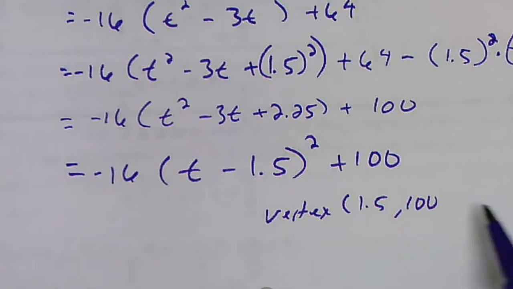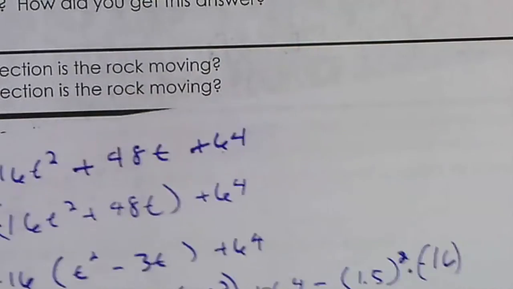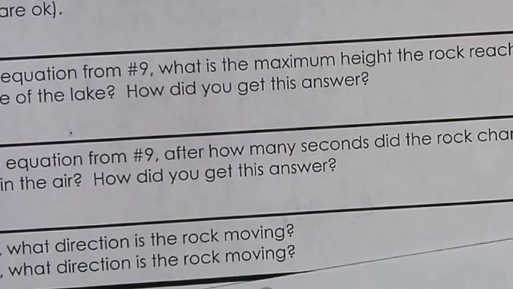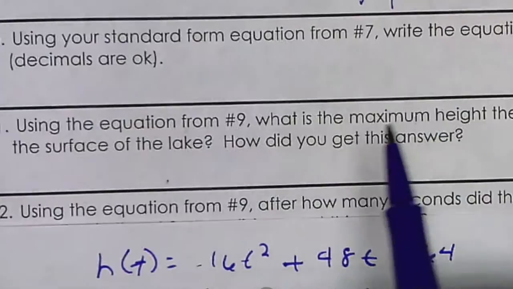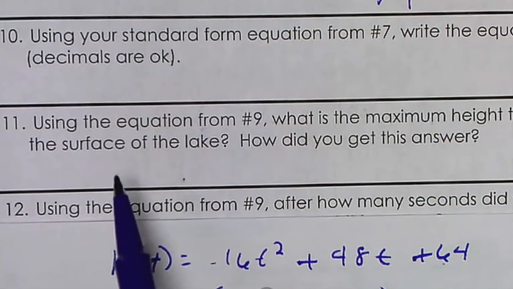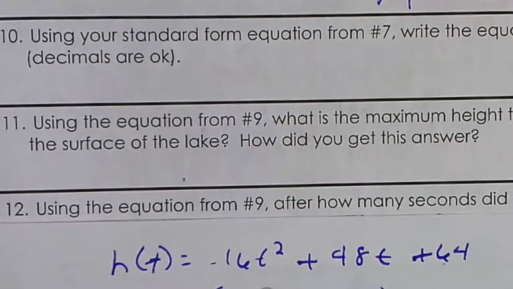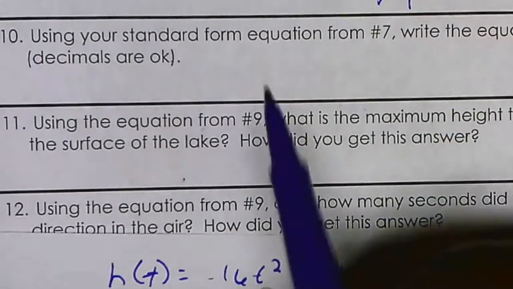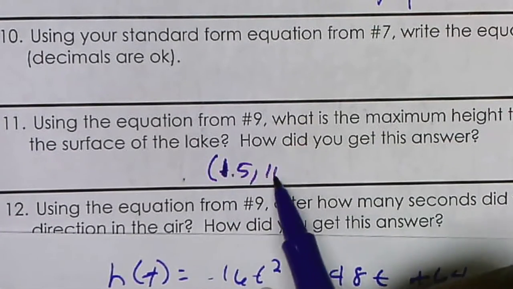Apparently number 8 relates to the equation in the picture above and on the front side. So the answer for that line, I think that would be number 10, which is that equation we just found. Number 11 says using the equation in number 9, what's the maximum height of the graph, and that would be the vertex. So that would be at 1.5, 100.